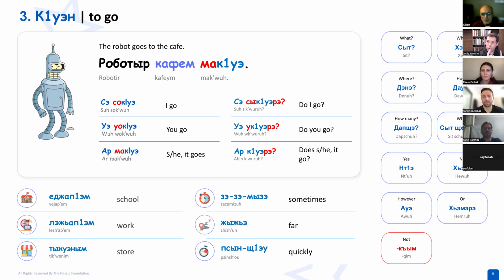Therefore, roboter kafeem makwa. Sa tequanam sokwa. Rim yajapam makwa. Albert lejapam makwa. Rim, sit. Tell me everything going on in this story in Circassian, like I just did.